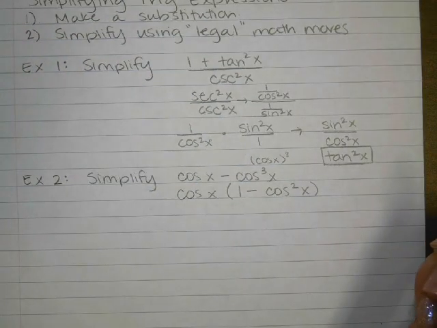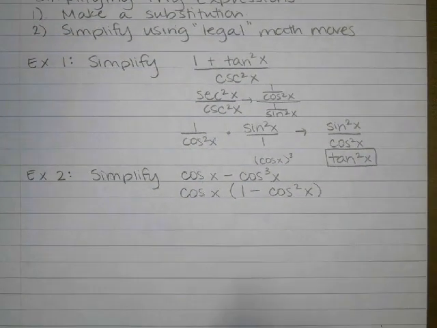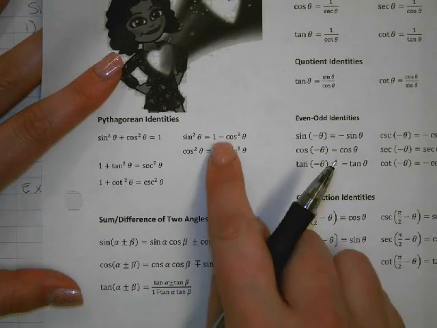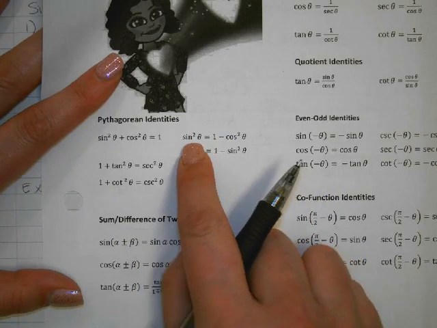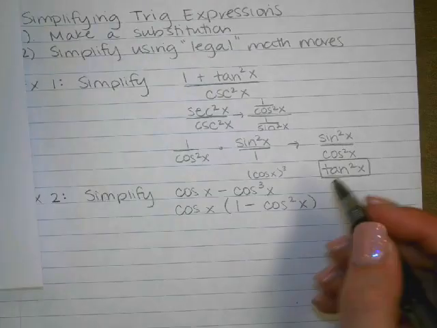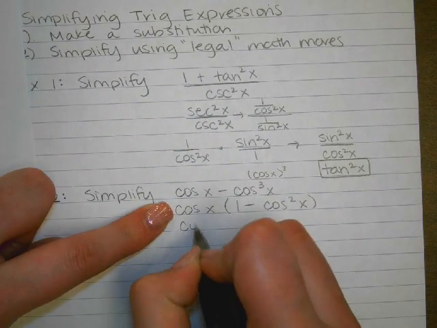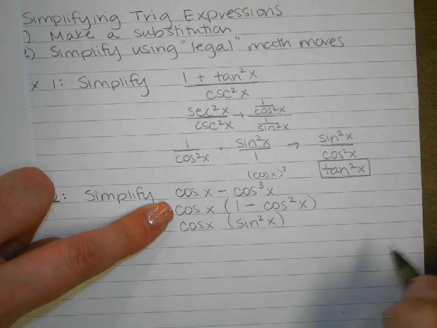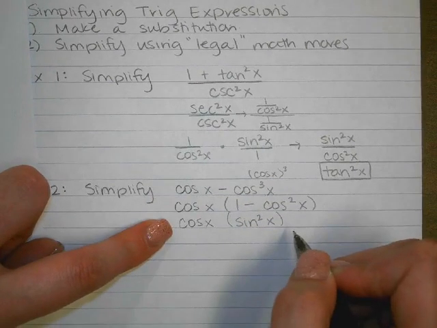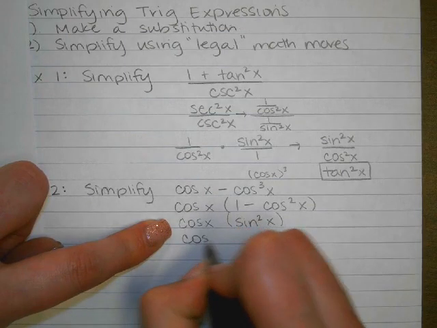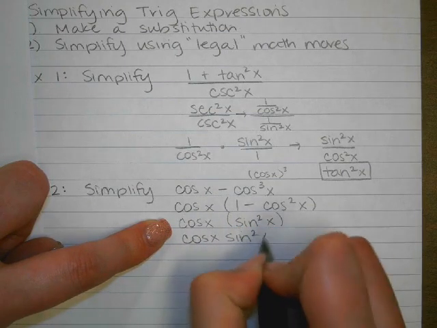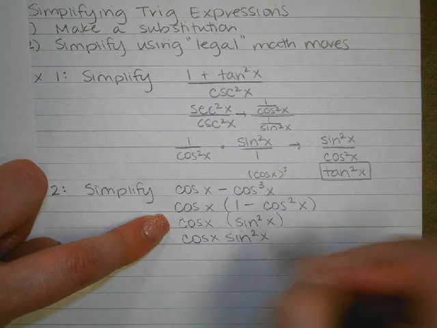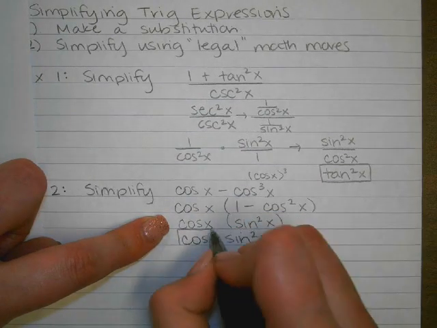And at this point, I'm going to go ahead and look at my sheet. And I can see on here that 1 minus cos squared is the same thing as sine squared. So that means that I have cos x multiplied by sine squared x. And technically I don't need those parentheses. I can just write that as cos x sine squared x. And I'm going to say we're done because I know there's nothing else we can really do with this.